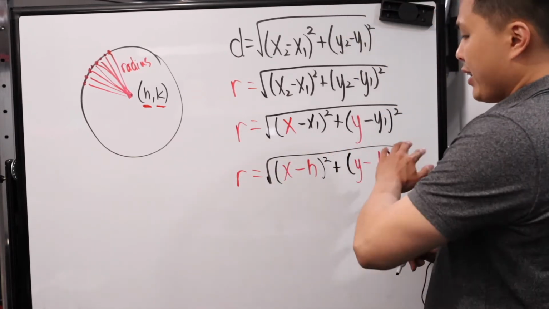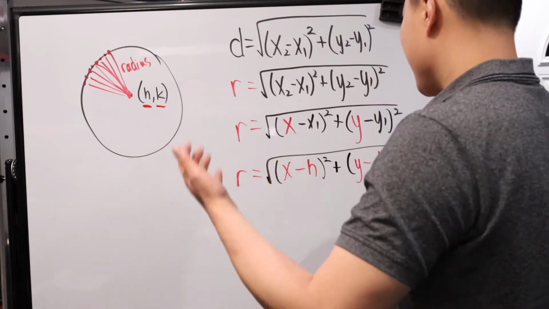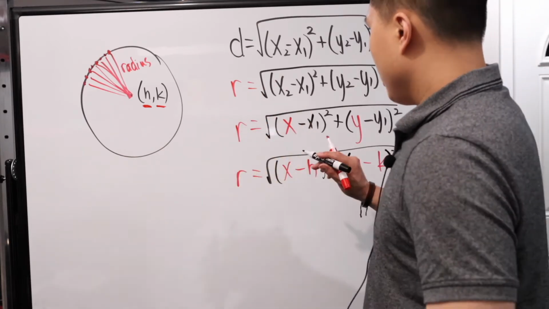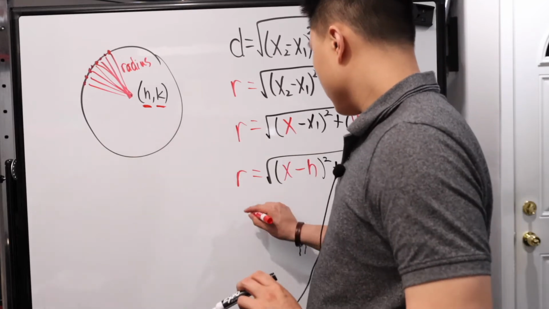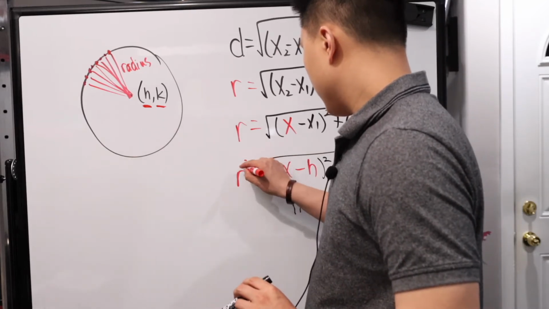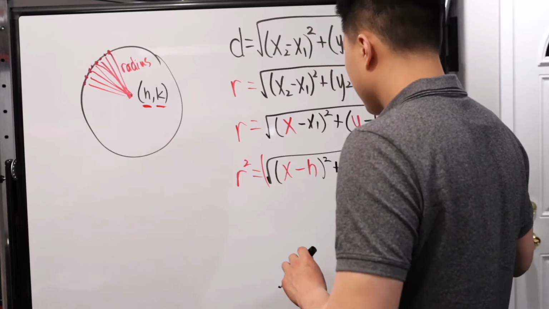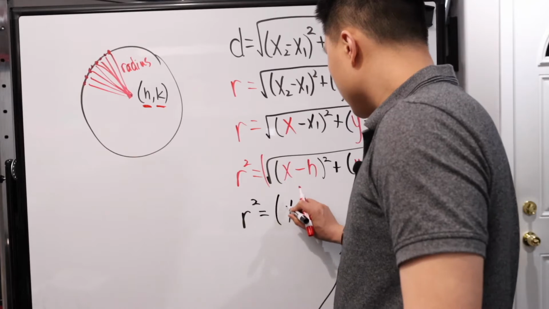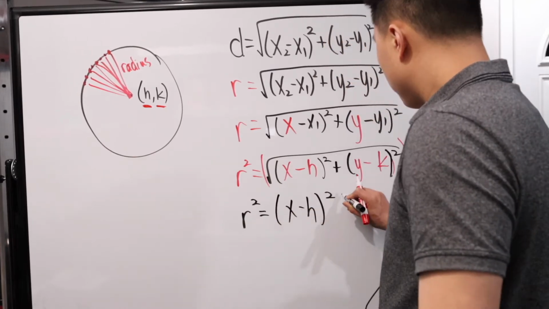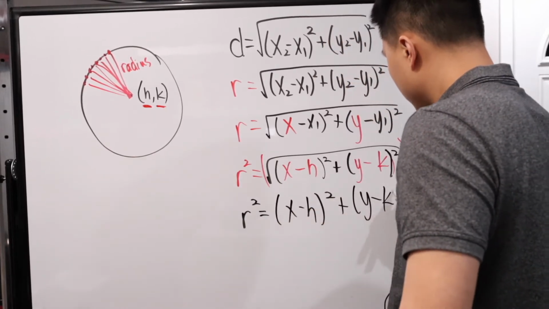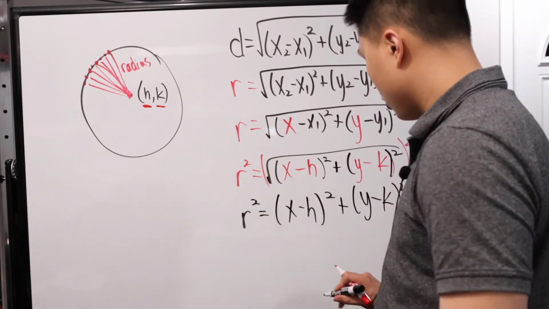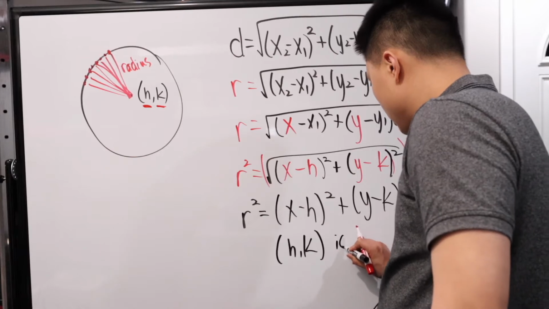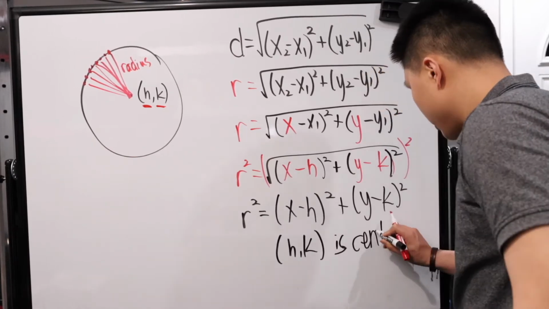Almost there. Now, this is not the formula that you're normally going to see in relation to the circle, even though I feel like this is a lot better. What you're actually going to see is this. We square both sides to get rid of the square root. So we have r squared equals x minus h squared plus y minus k squared. And that's your formula for a circle, where h comma k is the center point.